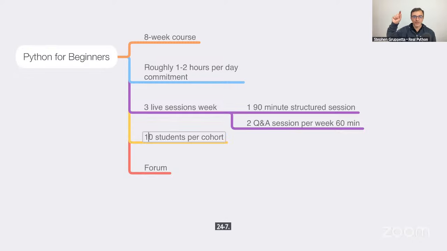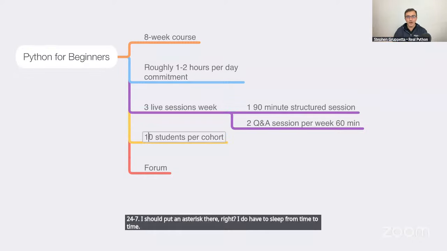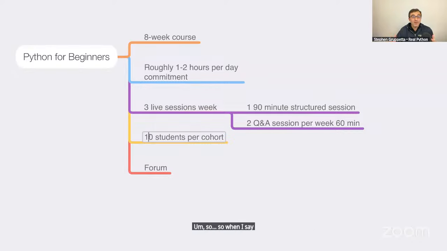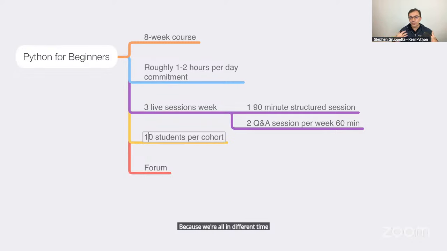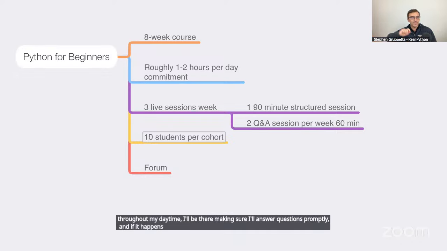I should put an asterisk there, right? I do have to sleep from time to time. So when I say 24/7, you can ask questions 24/7, and normally there's going to be someone there because we're all in different time zones. Throughout my daytime, I'll be there making sure I'll answer questions promptly. And if it happens to be my nighttime, of course, you get an answer as soon as I wake up and have my morning coffee.